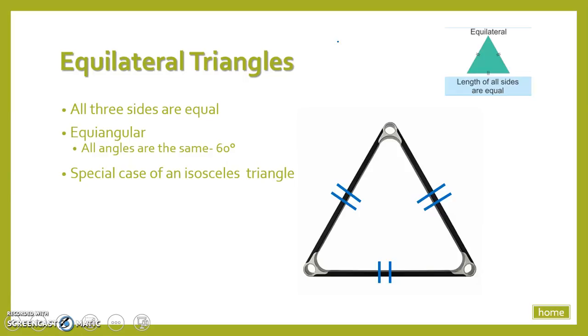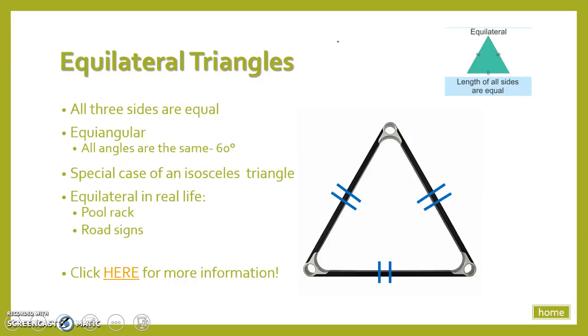This is a special case of an isosceles triangle because remember, with an isosceles triangle, I said that there has to be at least 2 equal sides. Well, this is a special case because all of the sides are equal. So it's both an equilateral and an isosceles. And then in real life, we have our pool rack and then our road signs. You can just think of this pool rack, it's the same shape. Think of it as like a yield sign. So all equal sides, all equal angles.